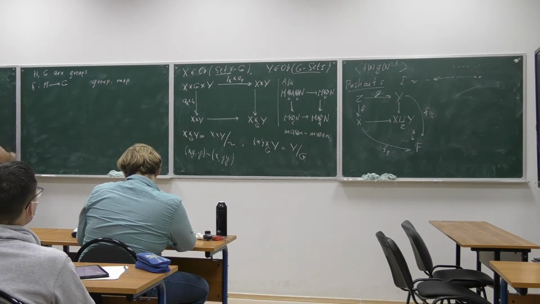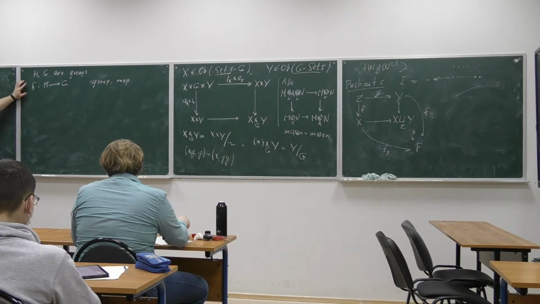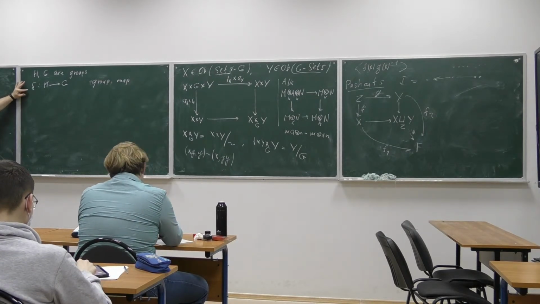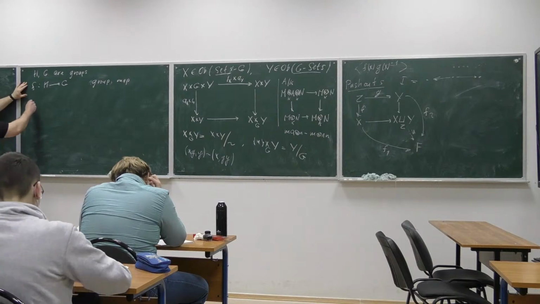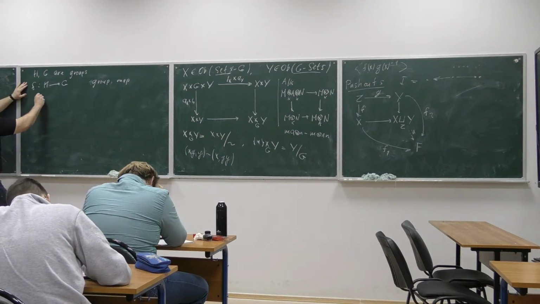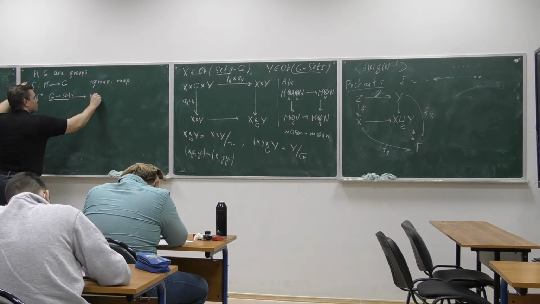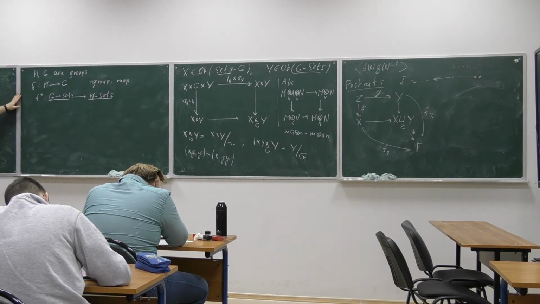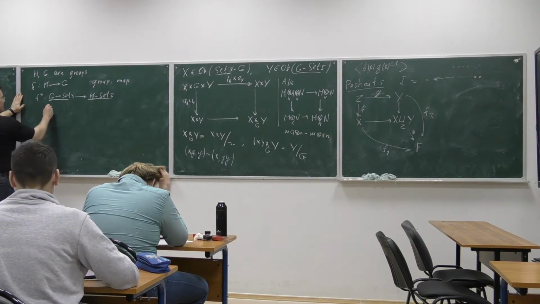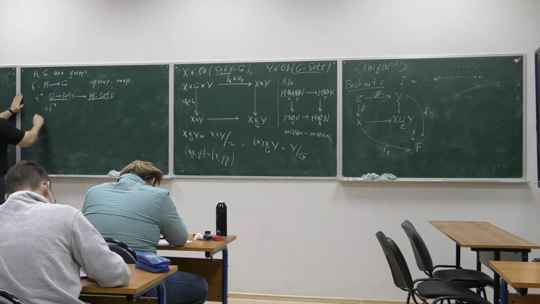Okay. Now let's return to this situation. We have two groups and we have a homomorphism between two groups. Now, of course, there is a functor, let's call this F upper star, from the G sets to the H sets, right? Now we have a G set, automatically H is acting on G using this homomorphism F. Now I claim that this functor has left and right adjoint.